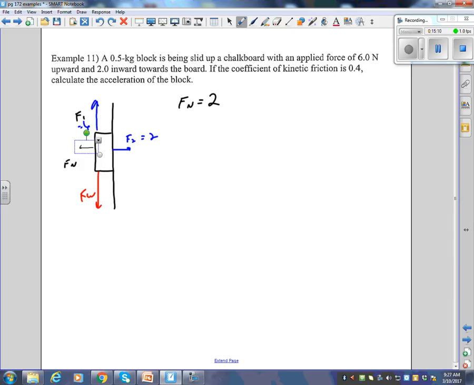Can I find the weight force? I can. That's going to be mass times gravity. So 0.5 times minus 9.8, minus 4.9. That's down, right? What's the up force? The up force is 6. But we're missing one more force here as well. Which one is missing? Friction.